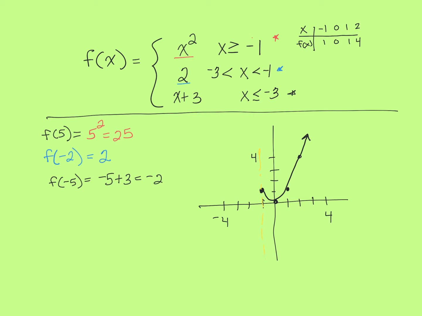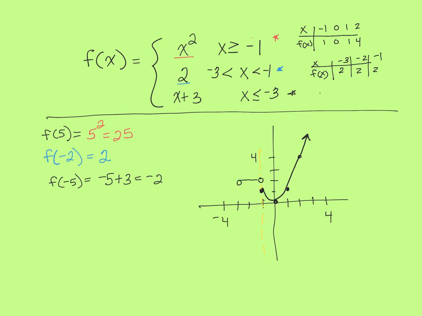And then it's going to be y equals 2 for anything between minus 3 and minus 1. So we'll do minus 3, minus 2, and minus 1. And the function value is always 2. Notice it just says less than, so we're going to have open circles here and here.